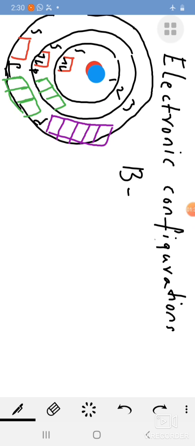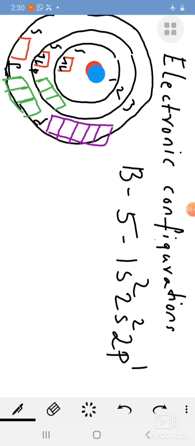Boron's atomic number is 5. Its electronic configuration is 1s2 2s2 2p1. Here the powers add up to the atomic number 5, and the last electron is present in the second shell. The 2p1 is filled like this.